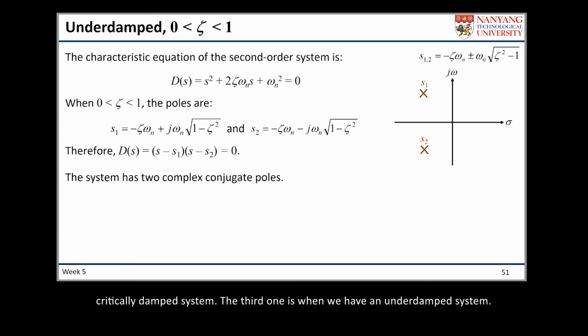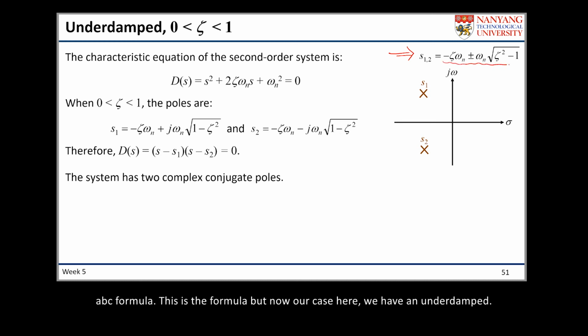The third one is when we have an underdamped system. Underdamped system will happen when your zeta is between 0 and 1. When you want to identify the poles, we treat the characteristic equation same like before. To find the roots of the characteristic equation, we apply the ABC formula. But look at this again. This is after you substitute all of the parameters to the ABC formula.